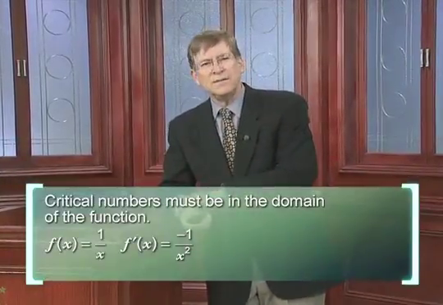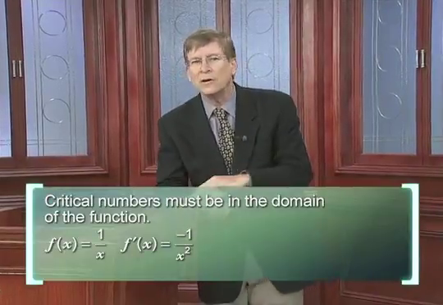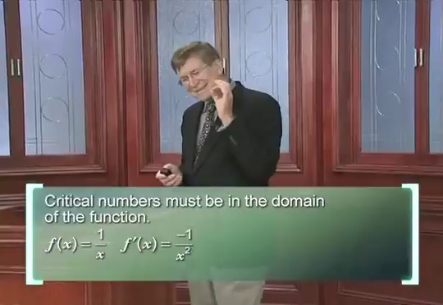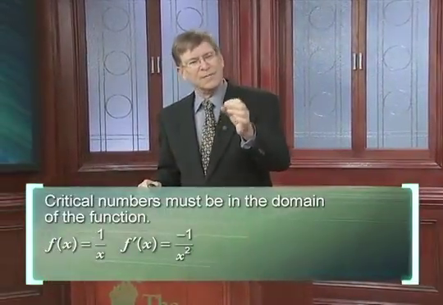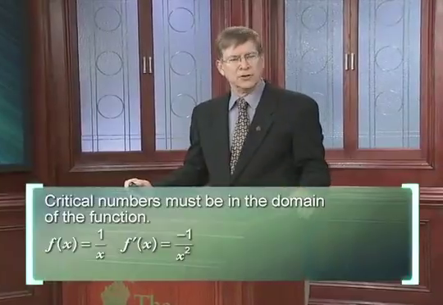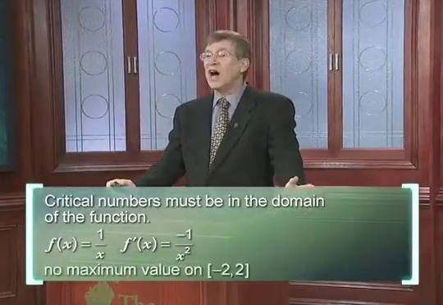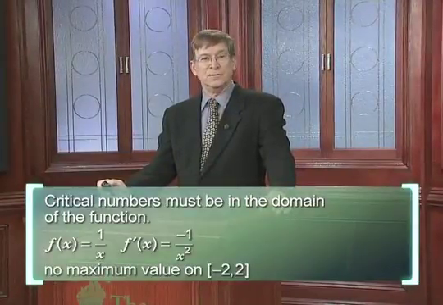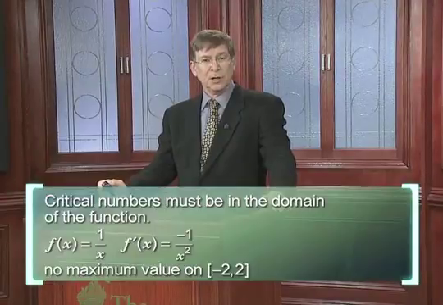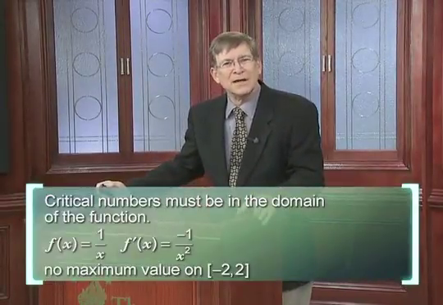Zero's not in the domain of this function, is it? It's not there. And hence, it's not a critical number. Critical numbers must be in the domain of your function. In fact, the function 1 over x does not even have a maximum value, say, on the closed interval -2 to 2. Why not? The function's not continuous there. It's not defined at 0.